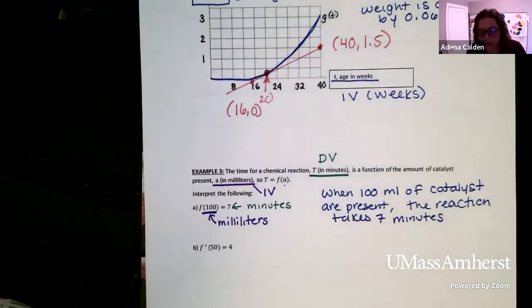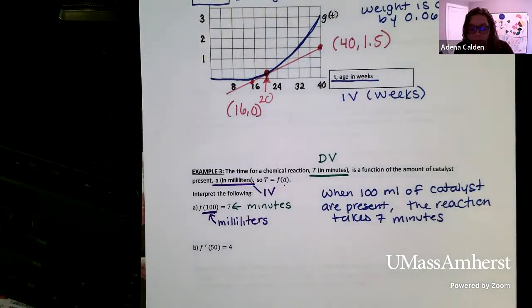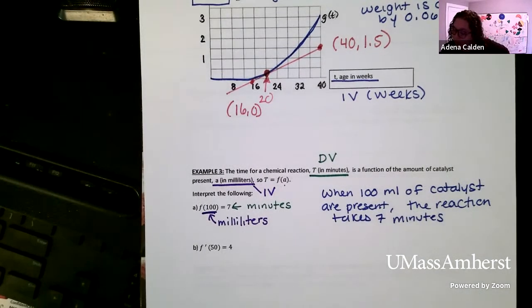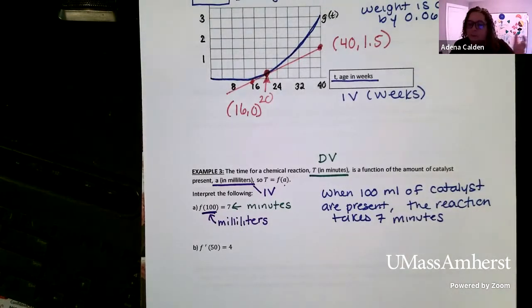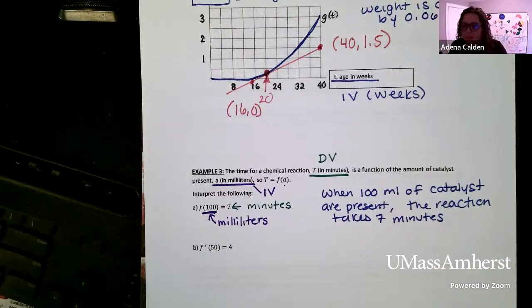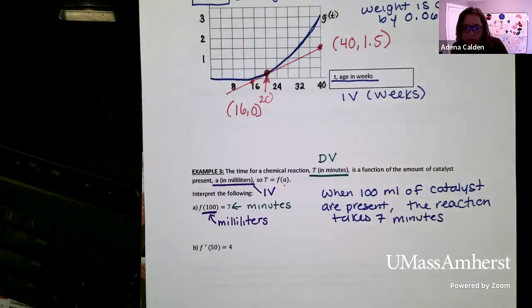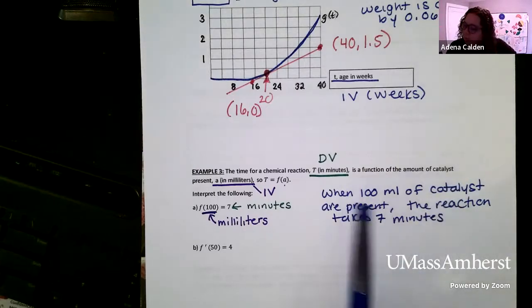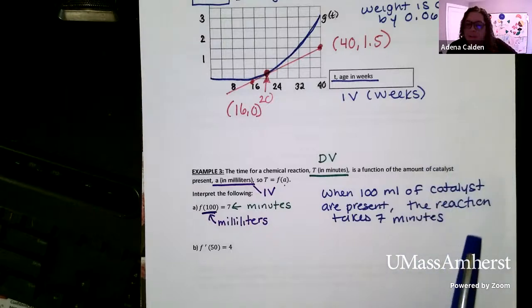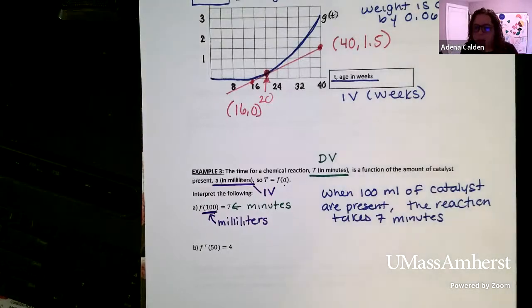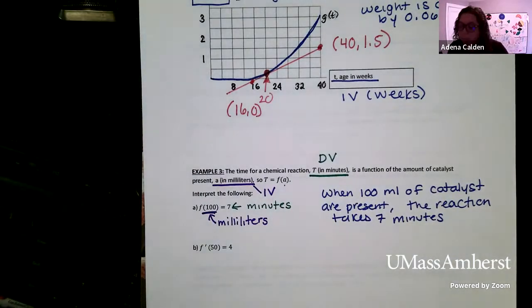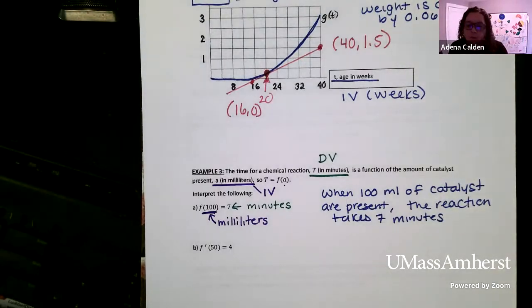Okay, so we know 7 has to go with minutes, and that's talking about the chemical reaction and how long it takes, and that the 100 has to go with the amount of catalyst in milliliters. So we need to put that all together to come up with a sentence that makes sense. This is obviously not the only way you can write the sentence. You could say something like, the chemical reaction is 7 minutes when there is 100 milliliters of catalyst, right? But the idea is that the 100 milliliters of catalyst needs to be part of it, and that the reaction is 7 minutes is sort of the other piece. How you arrange the sentence doesn't really matter as long as those pieces are linked in the right ways. Okay, so that's how we interpret that first original statement.